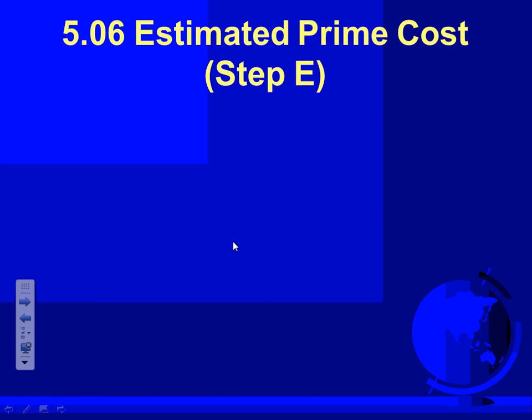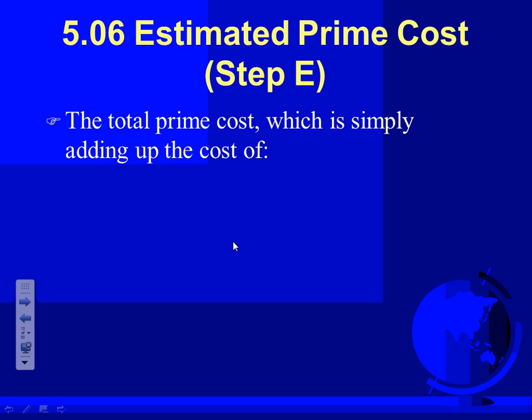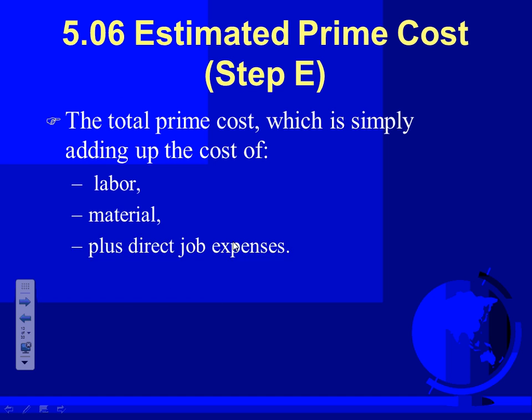Okay, gentlemen, estimated prime cost. When you add all of these up, it becomes the total prime cost. This is called prime cost. So on the test, Adam, they will ask you what is the prime cost: the cost of the labor and material plus the direct cost. Job done. They call it prime cost. Any question, guys, about the prime cost?